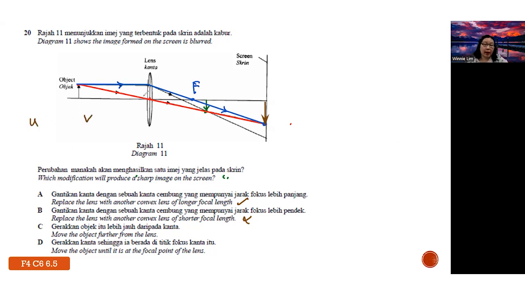Okay, in the lens formula, as mentioned, when your object distance increases, the image distance should decrease. So if you move further, that means your image distance is even shorter, right? So it's not applicable unless you move the object nearer. Yes. And lastly, move the object until it is at the focal point. No, because when the object is at the focus point, by right, the image formed is at infinity. So the answer is A.